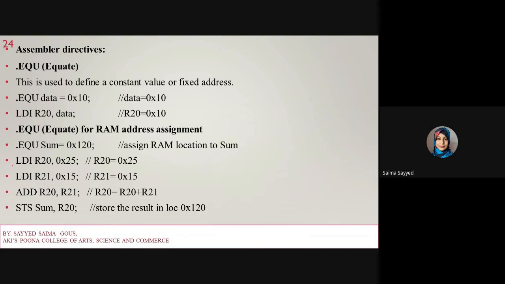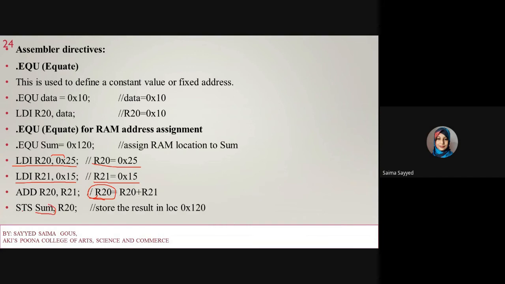See, the first instruction is LDI R20, 0x25. That means load immediate R20 with the content 0x25, so R20 becomes 0x25. Then LDI R21, 0x15, so R21 will be equal to 0x15. Add these two numbers without carry, so R20 plus R21. Then the result will be stored in R20.